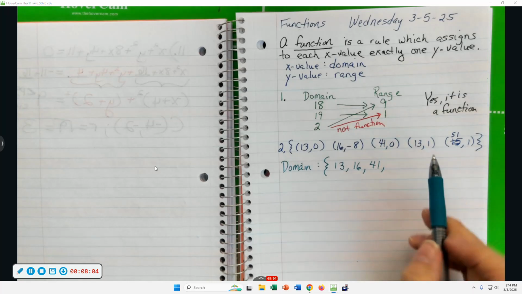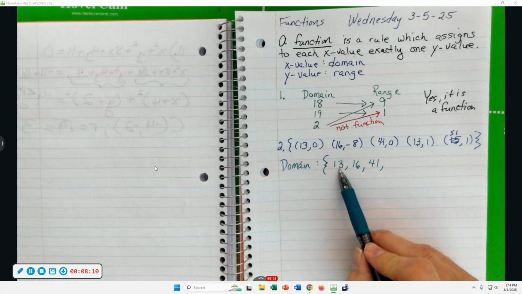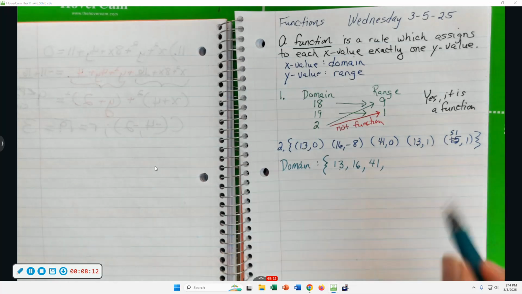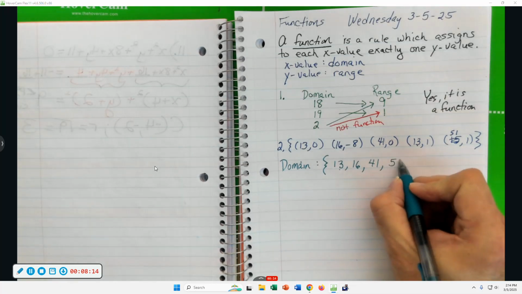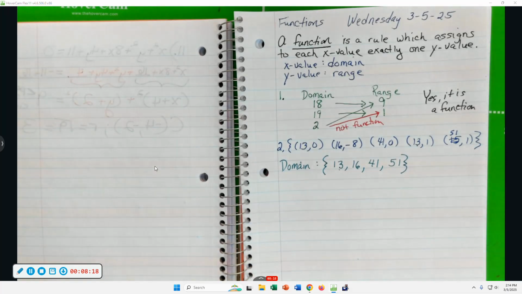41. Now look what's about to happen. We don't want to repeat them. The number 13's already been listed. And then 51. So there's the domain. You write the domain just by listing out the x values, but not repeating any x values.